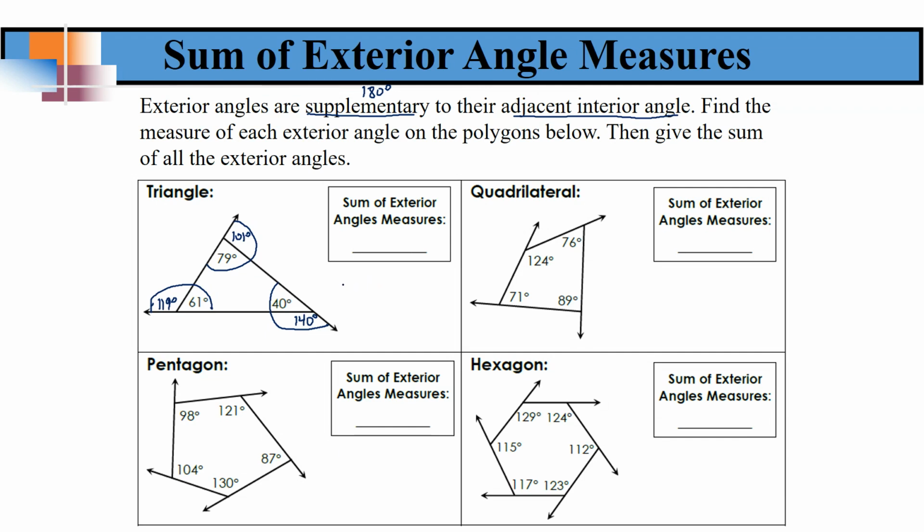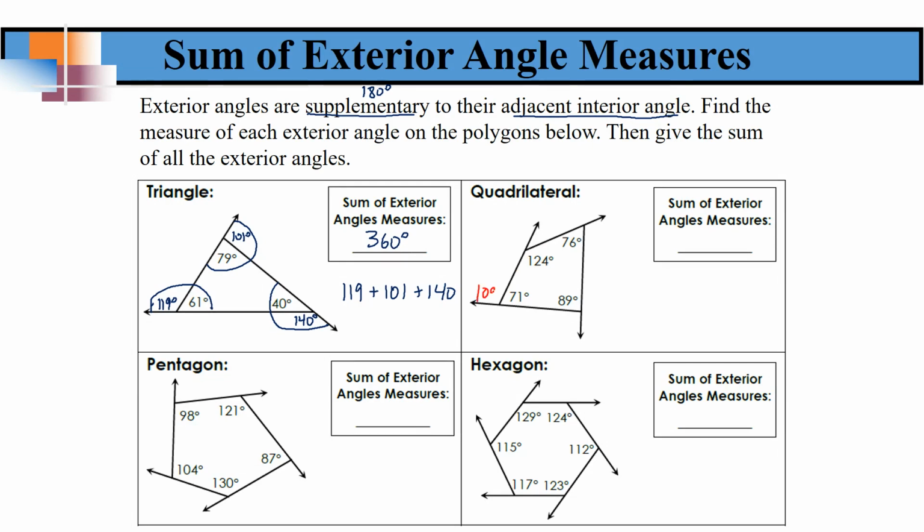What happens if you add 119 plus 101 plus 140? Well, you get 360 degrees. The question is, that's what happened with a triangle. What happens with a quadrilateral, or a pentagon, or a hexagon? Well, let's do this real quick. If we find each of these exterior angles, I'll help you fill them in quickly.